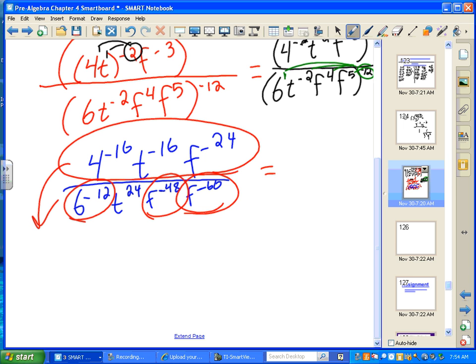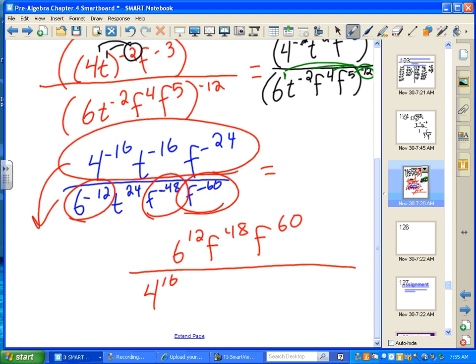So our next step is going to be 6 to the positive 12th, f to the 48th, f to the positive 60th, all over 4 to the positive 16th, t to the positive 16th, f to the positive 24th, and then that other t that's randomly sitting there, t to the 24th.